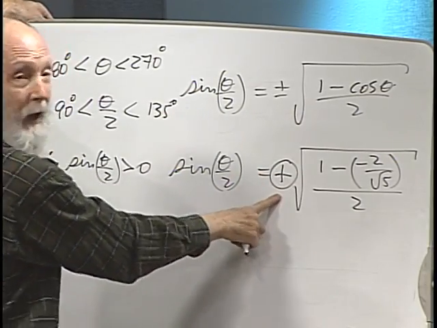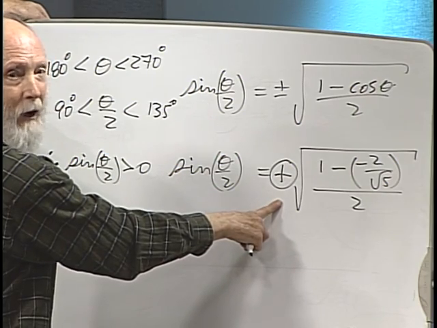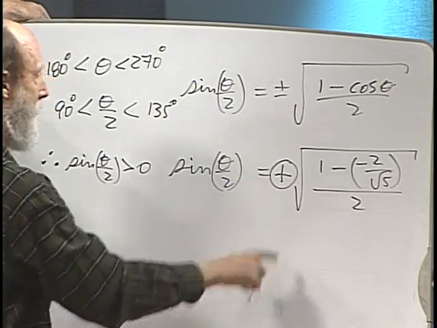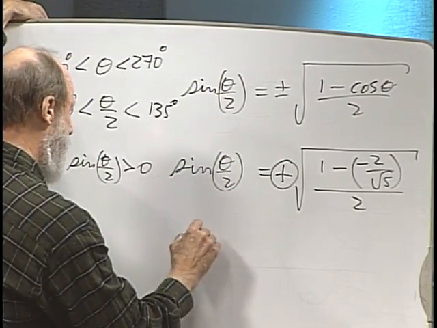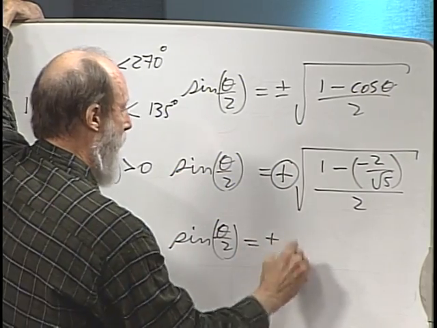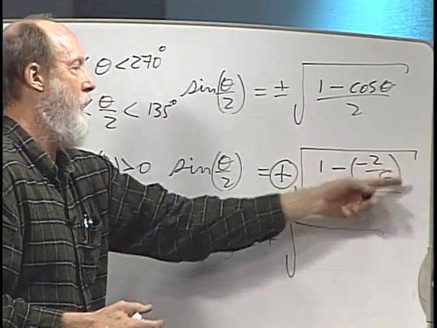I usually will write that down and circle it. And then if I look back at this later, it means I thought about it, instead of blindly believing it. Okay, and then we're going to clean that up. So we're going to have the sine of theta over 2 is equal to the positive radical. And what are we going to do inside here? Multiply top and bottom by what?